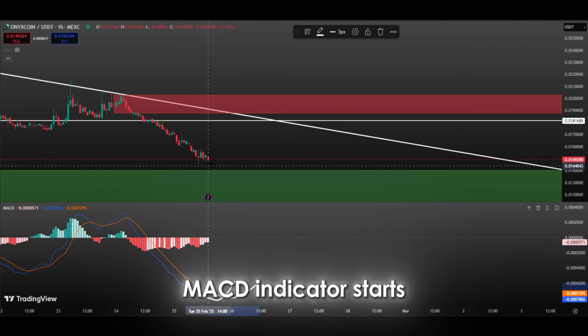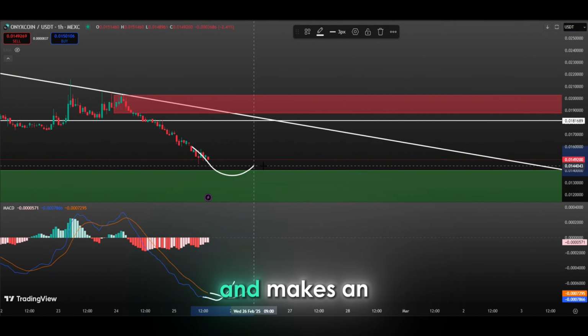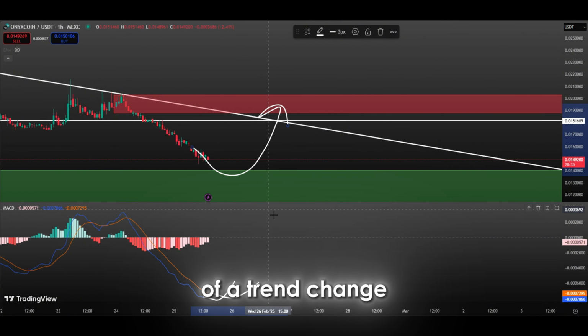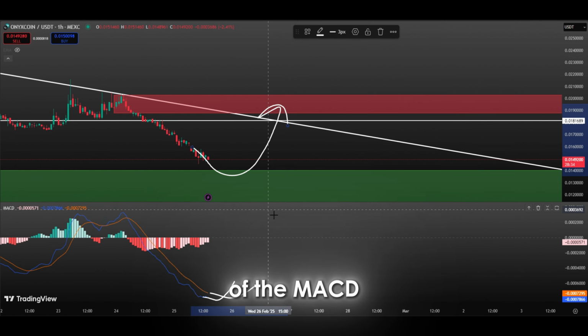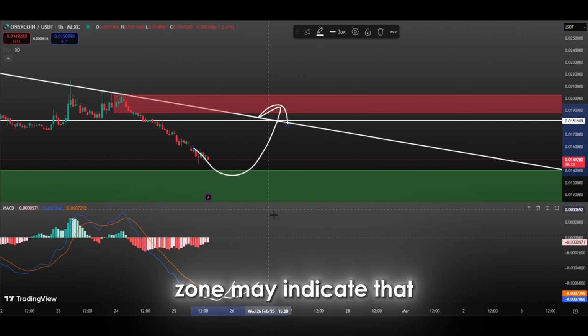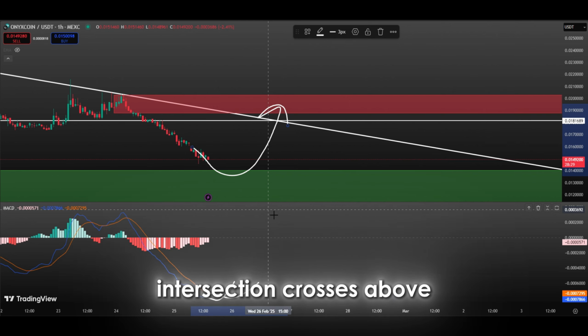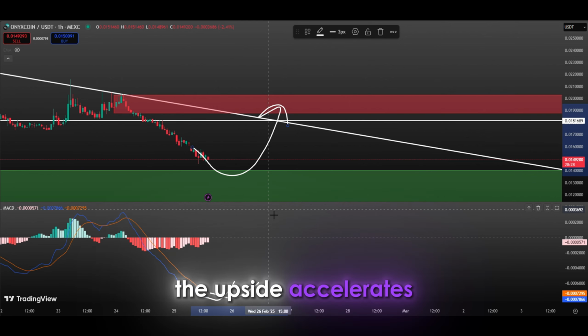However, if the MACD indicator starts to slow down and makes an upward crossover, this could be the first signal of a trend change. An upward intersection of the MACD in the downside zone may indicate that the momentum is starting to turn from negative to positive and buyers are starting to enter the market. And if this intersection crosses above the zero line, the upside accelerates.